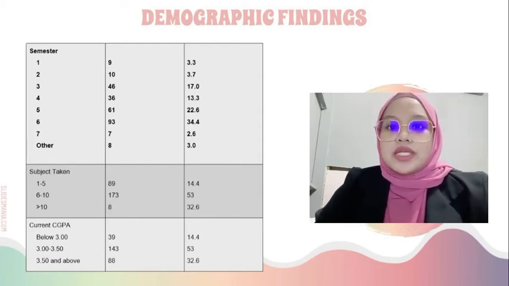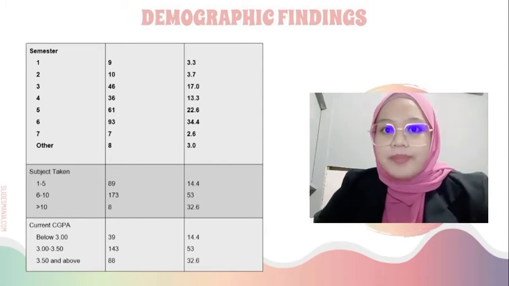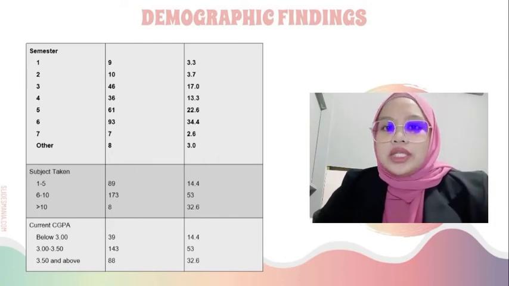173 respondents are taking 6 to 10 subjects for the current semester, and the least is more than 10 subjects, for 8 respondents or 32.6%. The majority of the respondents score 3.0 to 3.5 CGPA, or 53%, and the least is below 3.0, for 39 respondents or 14.4%.